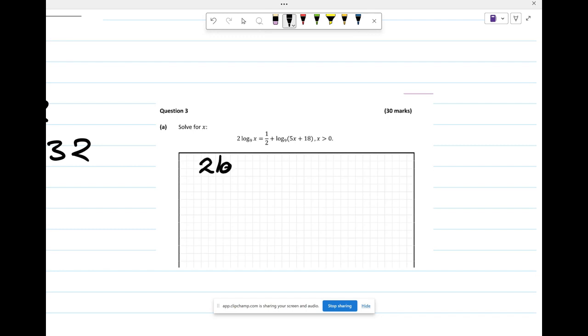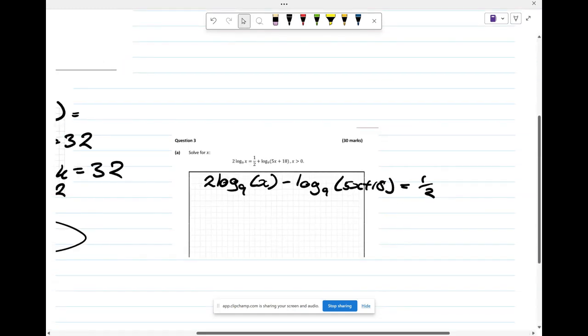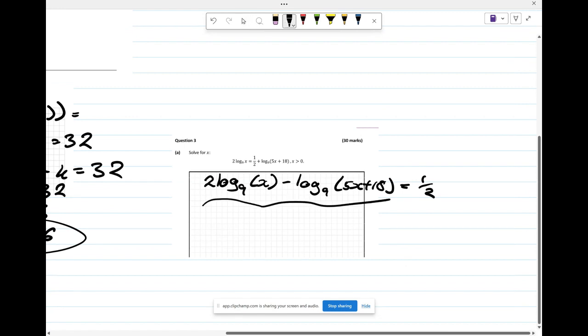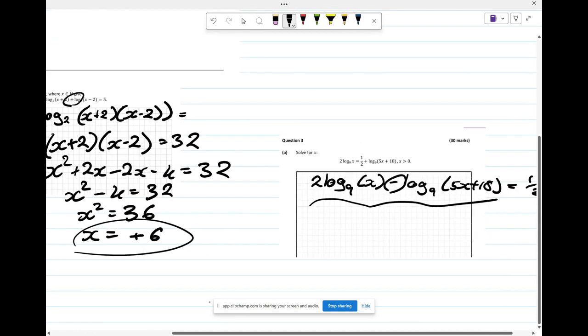Let's do 2 log 9 x, and then we're going to minus this, so minus log 9 of 5x plus 18, and then we're going to leave the half on that side, so half. Okay, so we're at this stage. We can kind of guess that we can use a similar rule to the one we used up here, because this is a plus and this is just a minus, so they're not too far off.